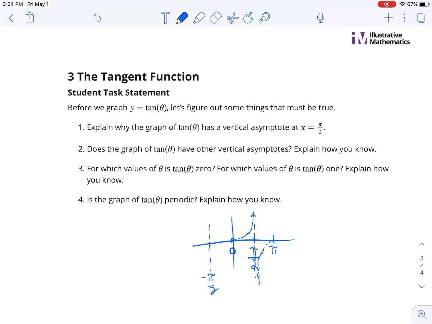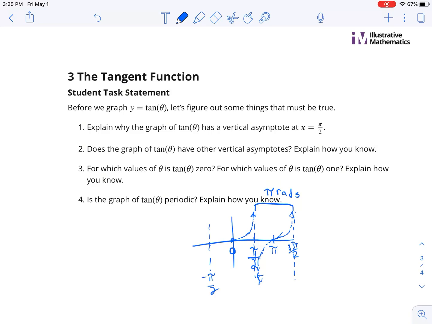So does the graph of tangent have other vertical asymptotes? Well, let's just assume that we continue in this fashion, and it does a similar thing. This right here is called its period, and this is 3 pi over 2. So we're able to say that every pi over 2 rads, it should have the same thing. What pi over 2 rads? Every pi rads, excuse me, it's going to have a vertical asymptote.